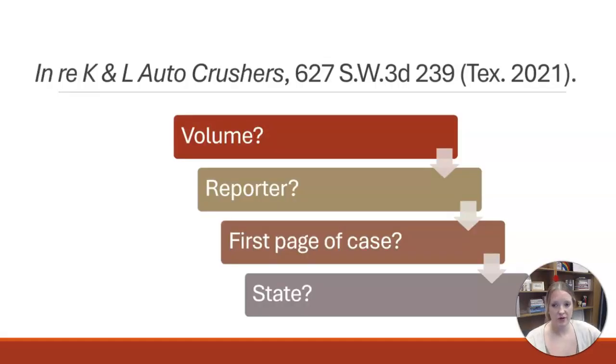Just a quick review, right? We've looked at citations before. We see our case title up front here. We've got our volume number, right? 627 is our volume within the Southwestern Reporter, right? So we've got Southwest, that's our reporter, third edition of that reporter. 239 is the first page of our case, right? And then we know that we're in Texas, and we know that this was decided in 2021. So again, that should be a review for you.